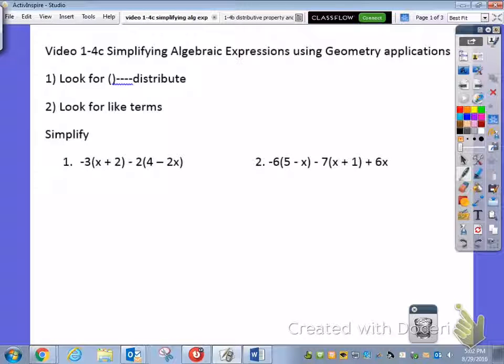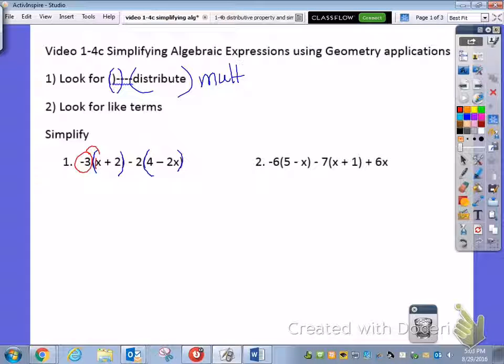Okay, so remember, whenever you're putting them together, you want to look for any parentheses first. If you see any parentheses, that's what distribute means. Remember, distribute, you're going to multiply. So look in your problem, see if there's any multiplication. There is, okay? I have two sets of parentheses. Look to see what is outside the parentheses. It is a -3. So be careful when you multiply by -3.